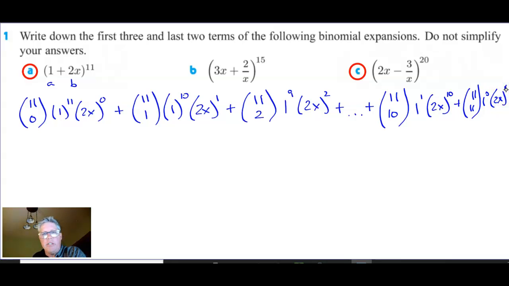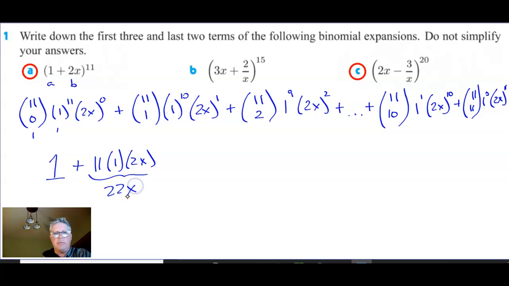So it's all about patterns. It's all about not worrying about what a and b represent. It's just writing them down. And if you wanted to clean this up, 11 choose 0 is 1, 1 to the 11th is 1, 2x to the 0 is 1. So the first term is 1. That's what you're going to see in the back of the book. Plus, I know this is 11 times 1 times 2x, and that's going to clean up to be 22x. And 11 times 10 over 2 is 55, times 4, 220. I'm thinking that's 220x squared. That's a guess.